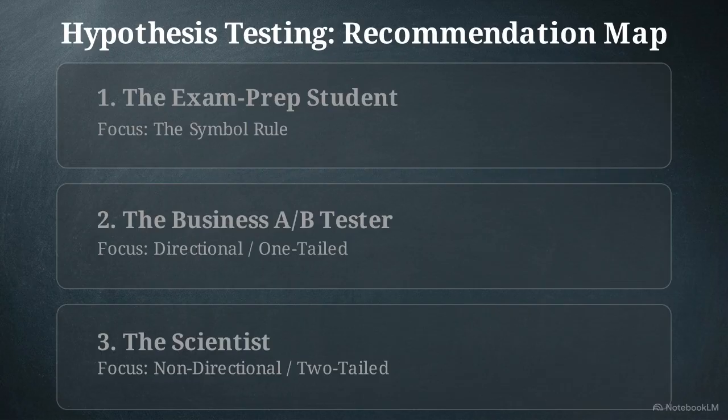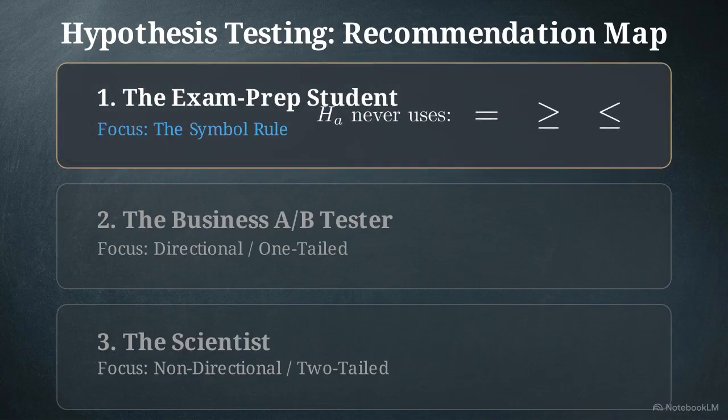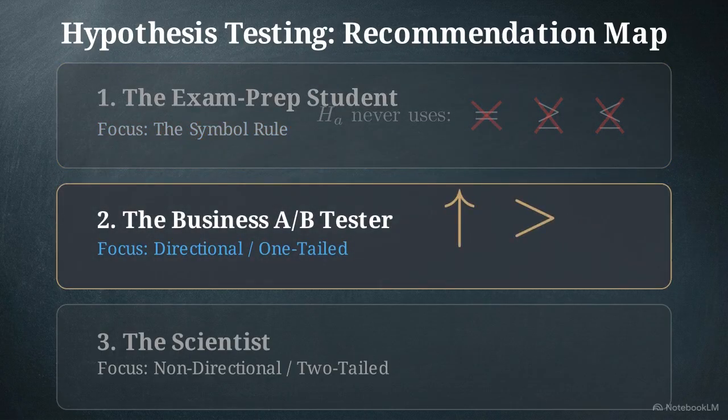We can map these rules to 3 different profiles. For the exam prep student, focus on the equal sign. Memorize that equal to, greater than or equal to, or less than or equal to never go in the alternative hypothesis. For the business A/B tester, a directional test is often best. If a new website layout isn't strictly better than the old one, you'll stick with the status quo anyway. You don't care if it's identical or worse, only if it's an improvement.